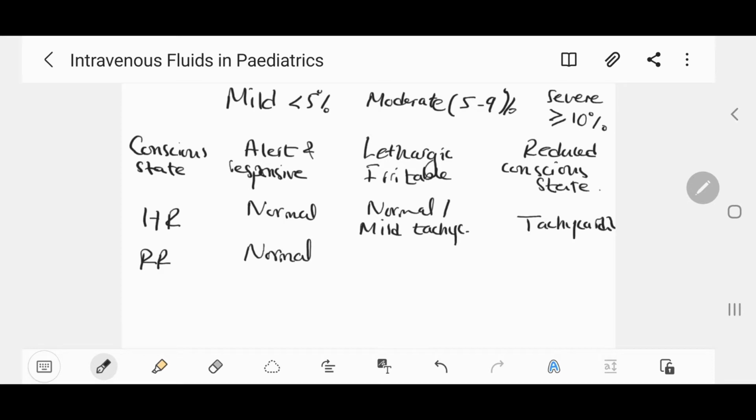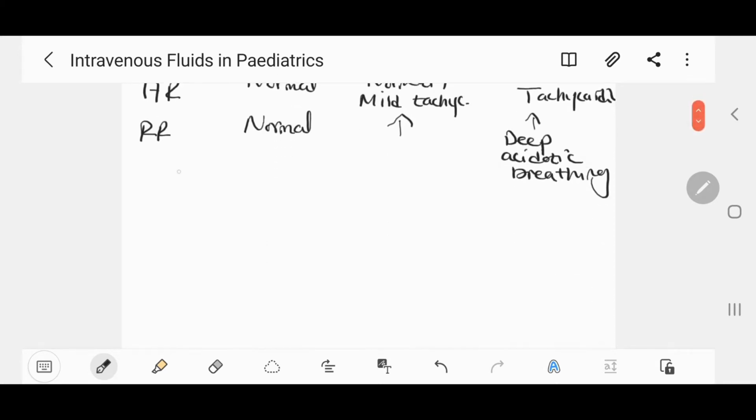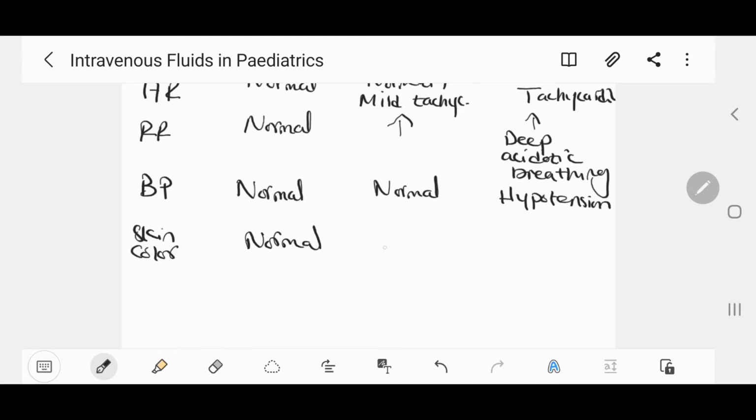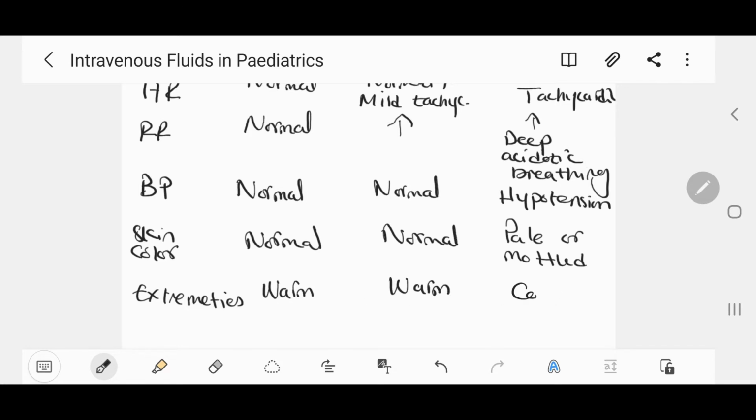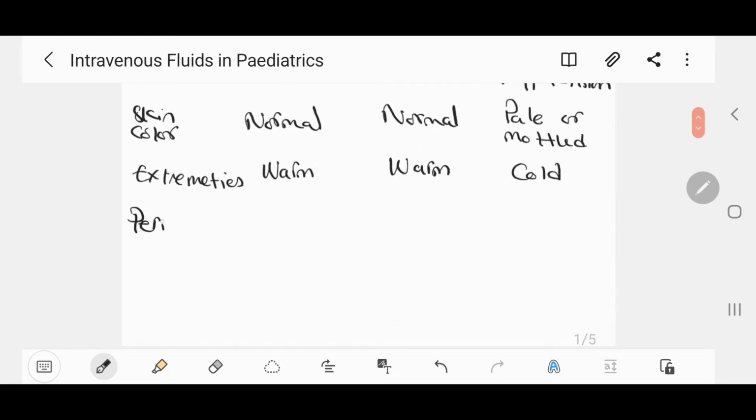As for respiratory rate, it will be normal in mild, increased in moderate, and increased in severe, could be a deep acidotic breathing. As for blood pressure, it would be normal in mild and moderate, and in severe, we'd find hypotension. Skin color, it'll be normal in both mild and moderate, and pale or mottled in severe dehydration. As for extremities, they'll be warm in mild and moderate and cold in severe.